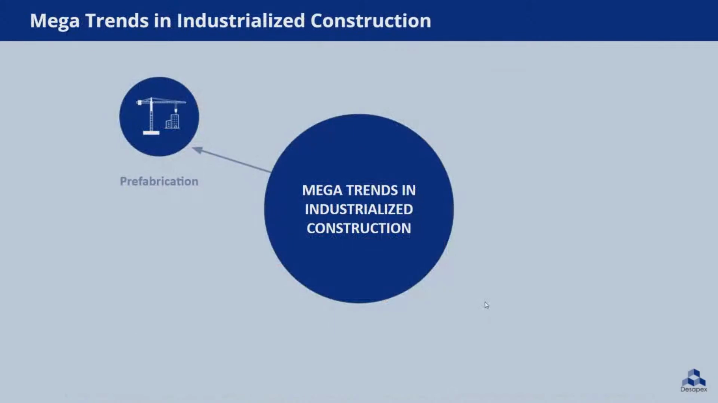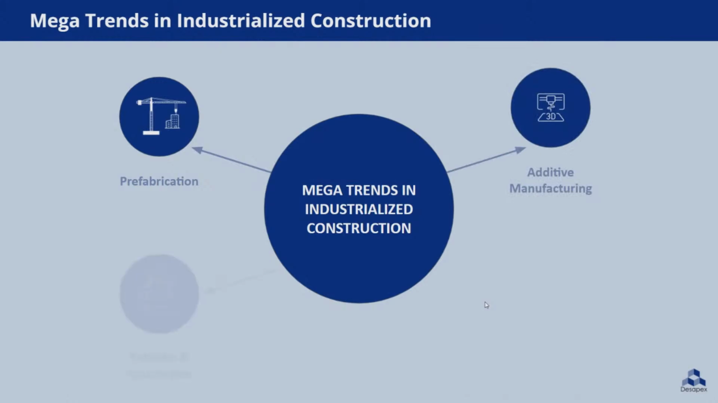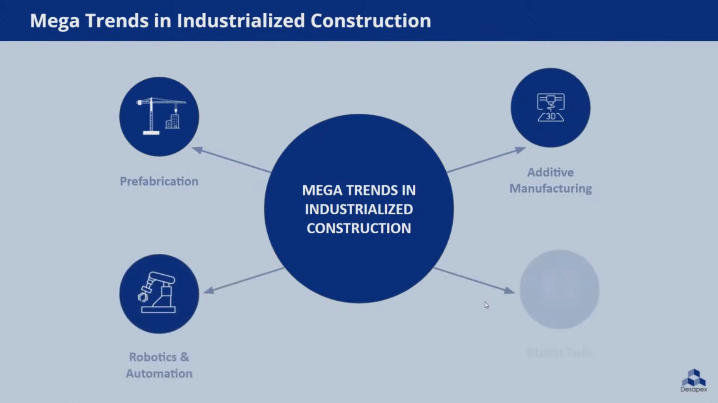So talking about the mega trends in industrialized construction. We have prefabrication, which is majorly contributing to the industrialization of construction, which we have already learned about in the previous session by Aftab. I'm going to go in depth on how technological advancement is happening in offsite construction through additive manufacturing or 3D printing, robotics and automation, and the digital twins.